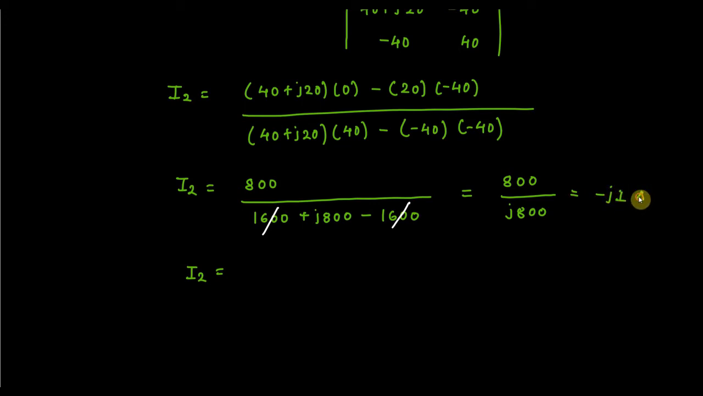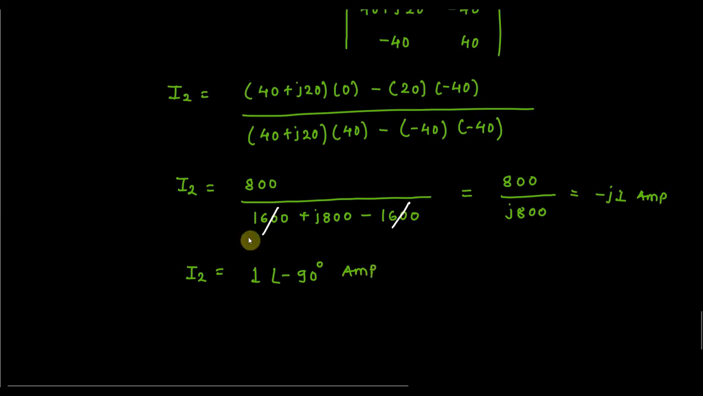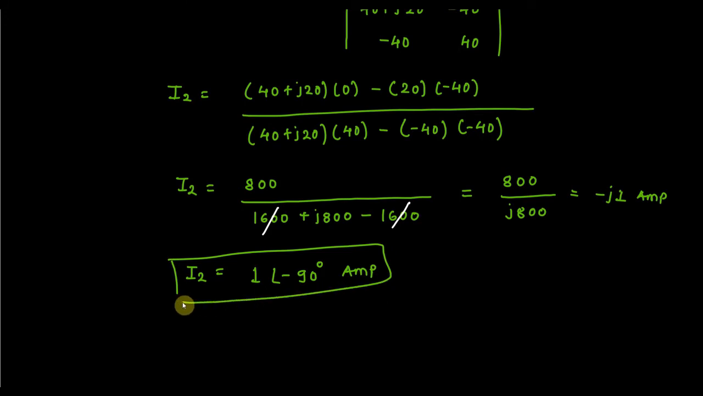Ampere. But we want your answer in polar form. So if you solve this, this one will become as it is. j means 90 and minus means minus 90. So this is 1 at an angle minus 90 ampere. Right. So this is the value of the current I2.